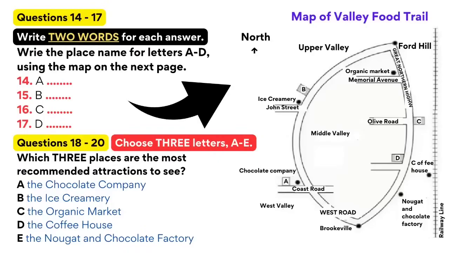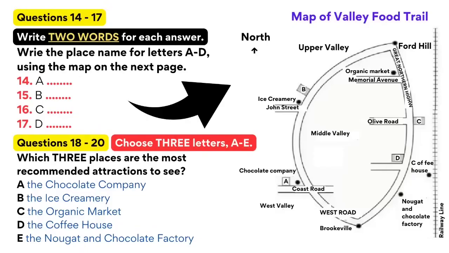First, we come to the organic market near the corner of Memorial Avenue, and then to Olive Farm opposite Olive Road. Just before we come to the next street crossing, we see the Honey Pot, which is practically opposite the coffee house. There is another chocolate company which sells nougat as well, just nearby. Following the railway line along Great Northern Highway, we return back to Brookville.